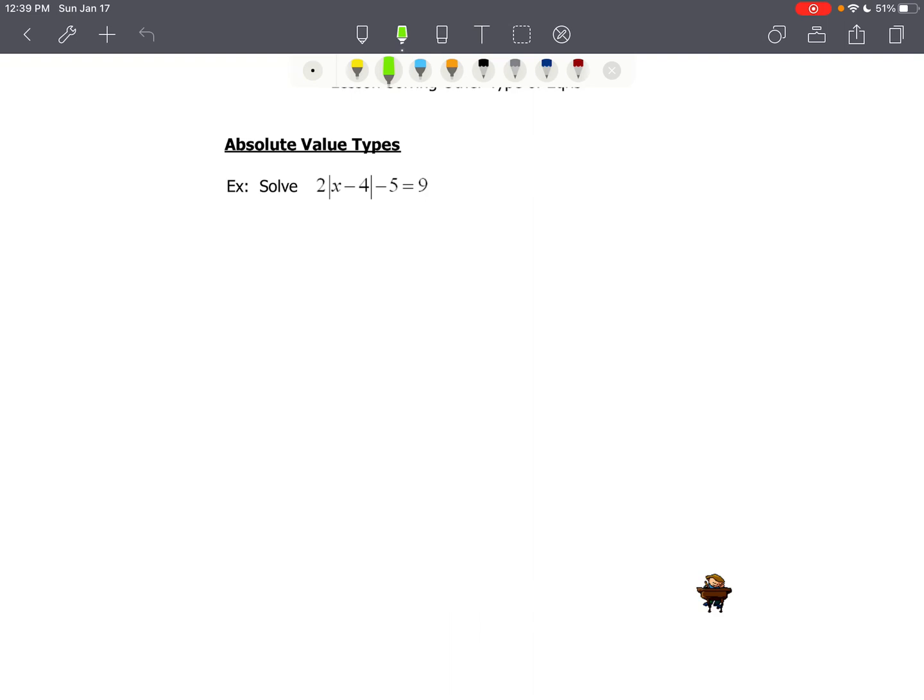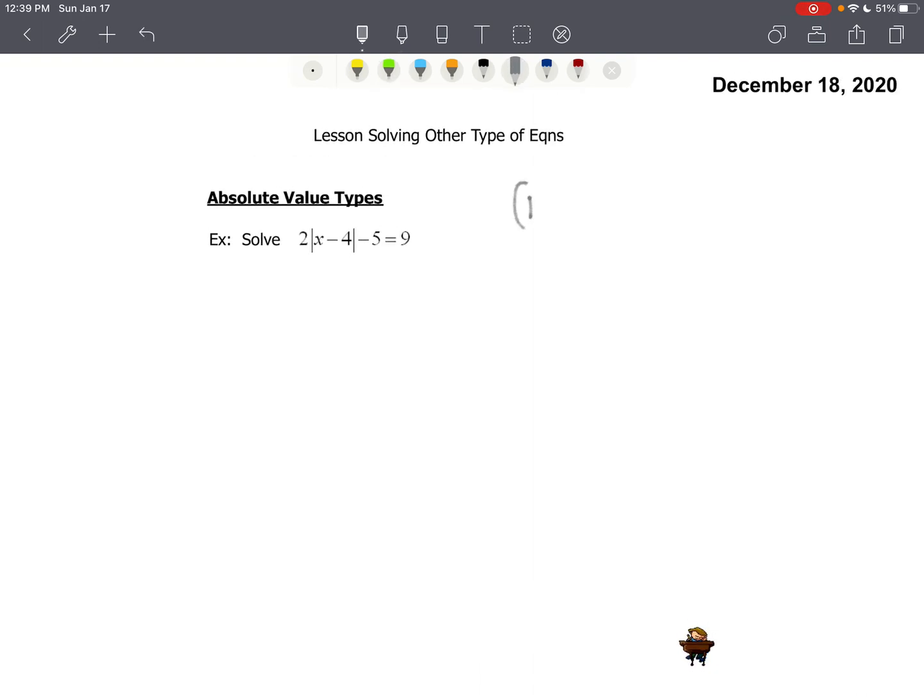We're going to solve 2 times the absolute value of x minus 4, minus 5 is on the outside of the absolute value, equals 9. Our first step when solving absolute value types is to isolate the absolute value. Isolate the absolute value.